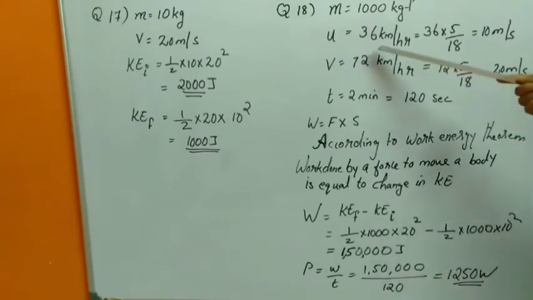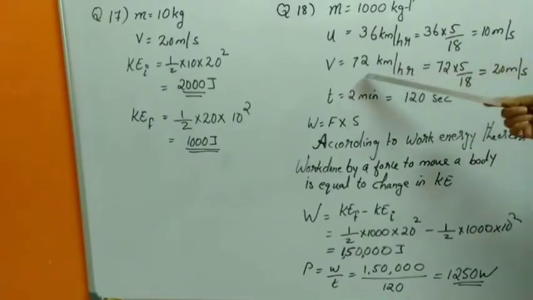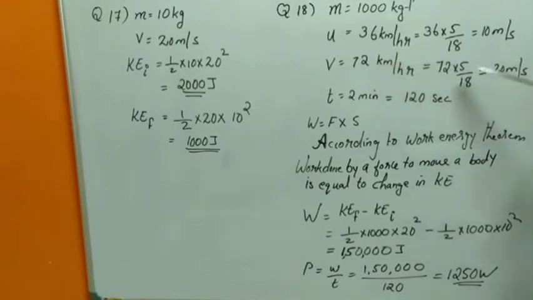So, the initial velocity of the truck is given as 36 km per hour. We have to convert it into meter per second, that is into 5 by 18. We will get 10 meter per second. The final velocity is given as 72 km per hour. This one also we convert to SI unit, 72 into 5 by 18. You will get 20 meter per second. In 2 minutes, converting minutes to seconds, we will get 120 seconds.